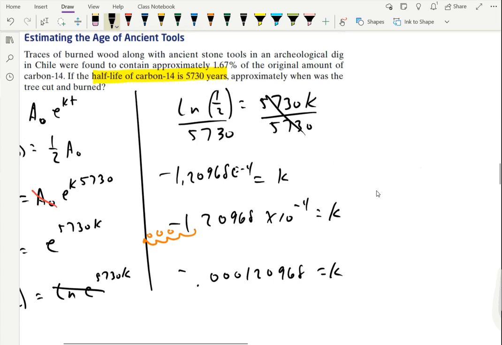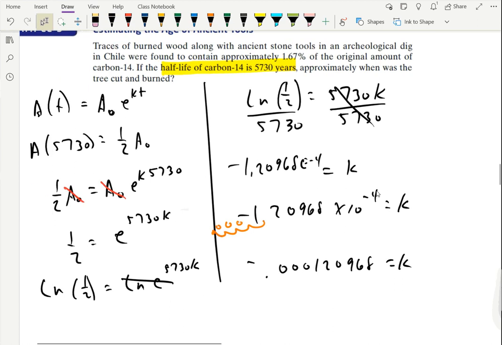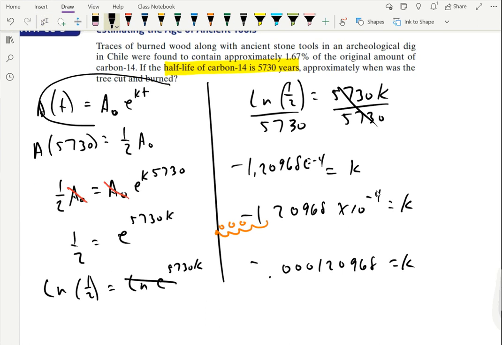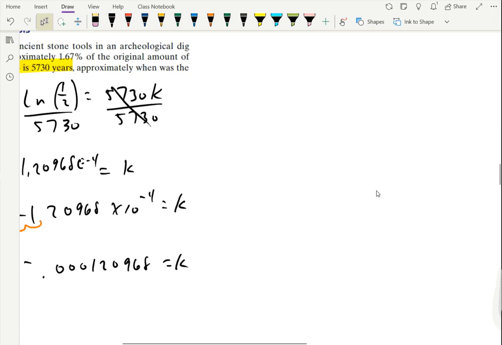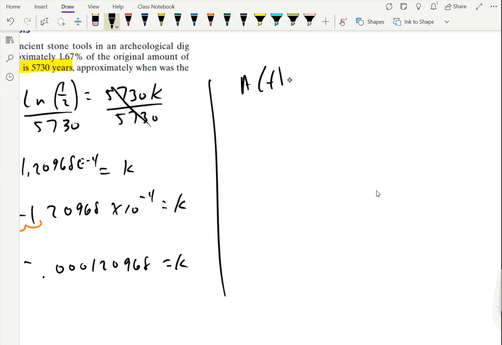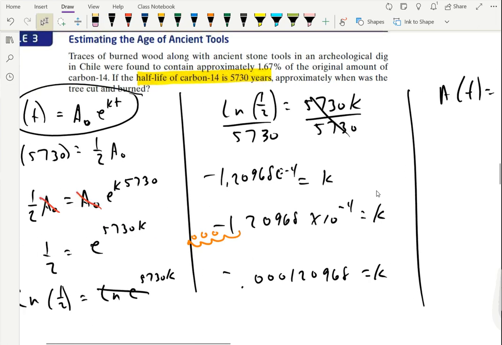So why do I need my rate of growth? Well, I need that so I can go ahead and fill in this basic formula up here. So our basic formula then is A of T is going to be what our initial amount is, multiplied by e to the negative 0.000120968 T. Now we have our formula. So all of that just to get our formula.